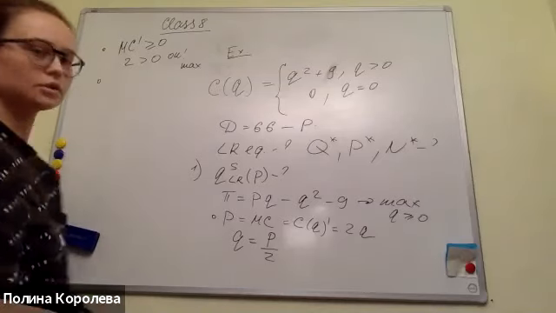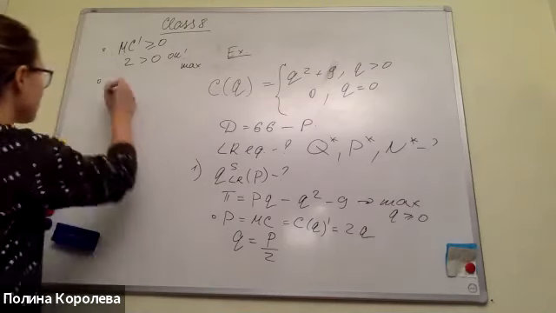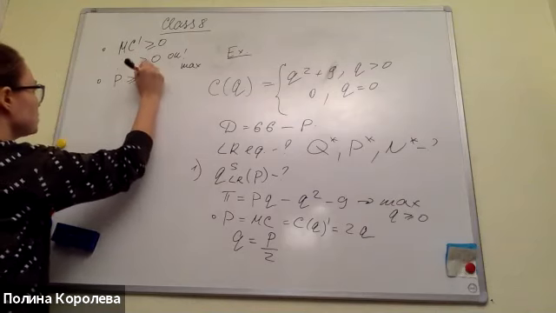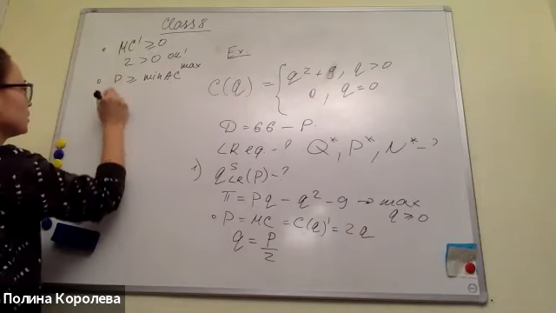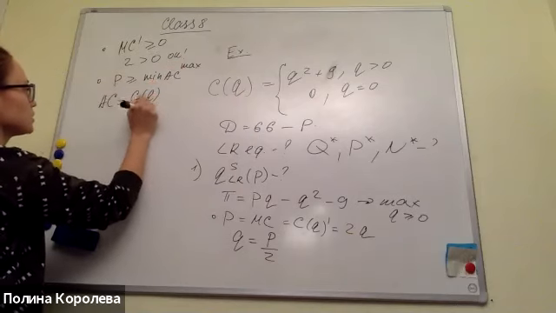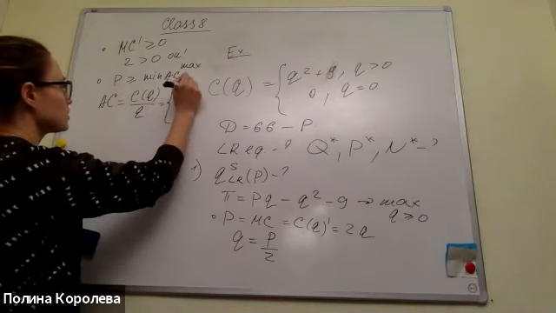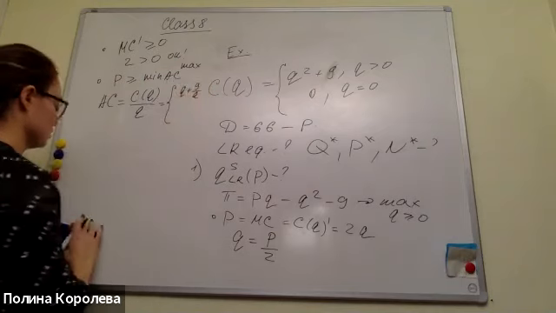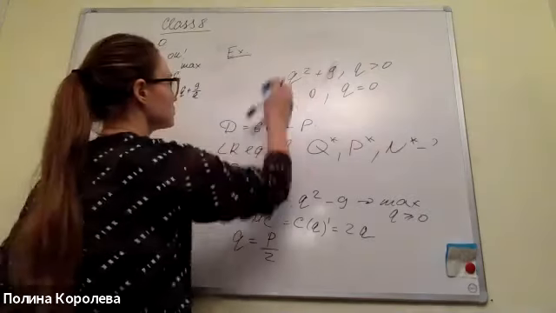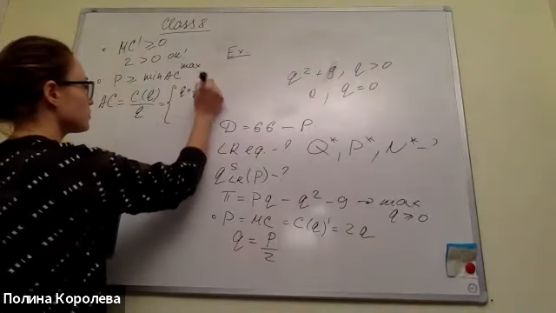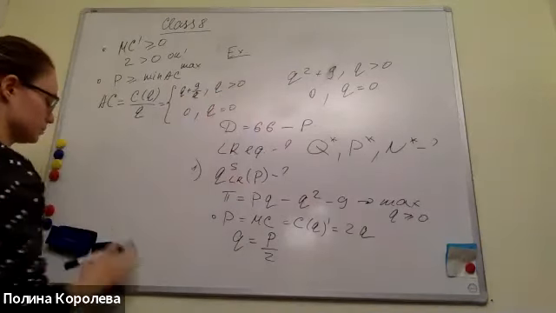And the third step, for the long run, price should be greater or equal than the minimum of average costs. You should find average costs as total costs divided by quantity. How much on average? This is q plus 9 over q, if quantity is greater than 0, and 0 if quantity equals 0.